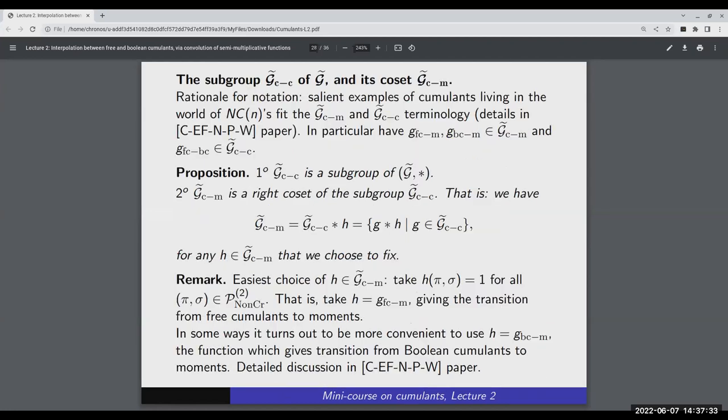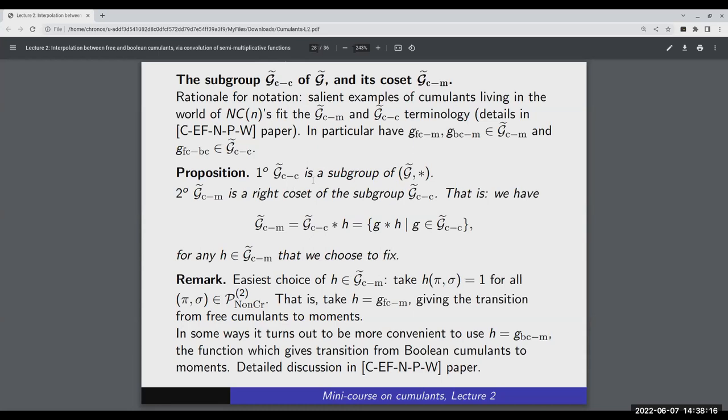The reason for calling them C'C and C'M is that in the various examples that we looked at, whenever you have transitions like I showed before, like free cumulants to moments or Boolean cumulants to moments, various monotone cumulants to moments, it always turns out to be in C'M. While when you try to do a direct calculation between two different brands of cumulants, you discover that it's a function which is in C'C. And this is very much related to the group structure.